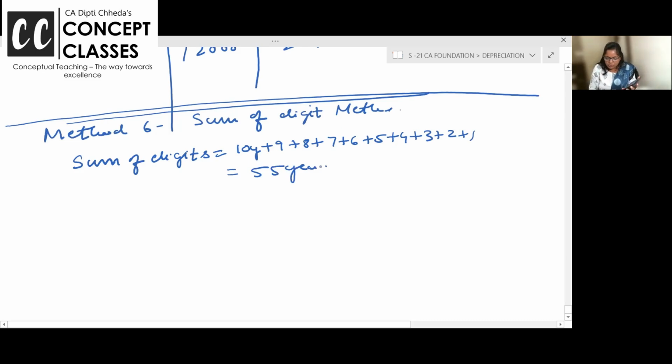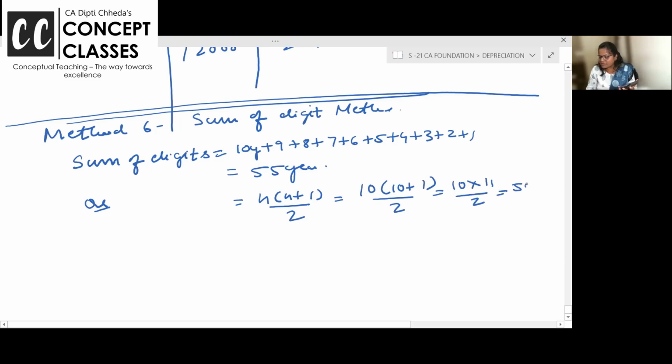And if you don't want to do this, then how can you do it? By the formula, n into n plus 1 by 2. So the number of years is 10. 10 into 10 plus 1 by 2, so 10 into 11 by 2. That also comes to 55. It is only a little maths, do it. Tell me, is it clear or not to all of you?